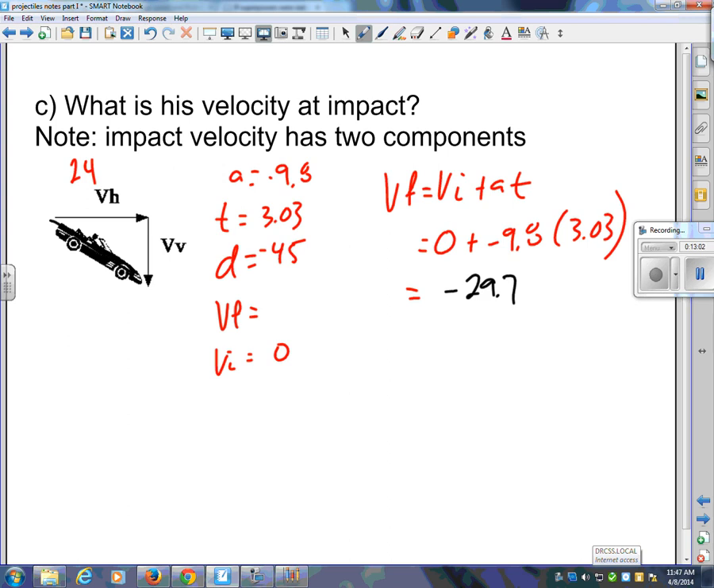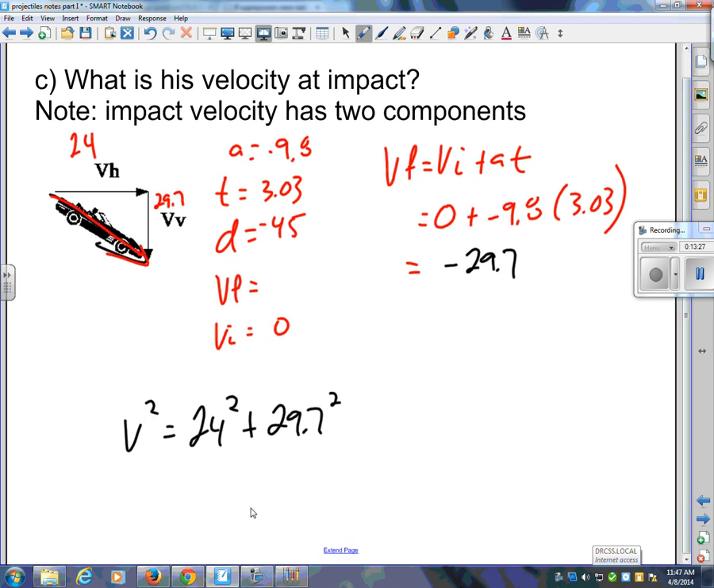So how am I going to find this velocity here? Just Pythagoras, right? Just the right triangle? So I would say V squared is going to be 24 squared plus 29.7 squared. Does it matter that I don't put a negative in there? No, because I'm going to square it anyways, and it's just a triangle now. It doesn't really matter what direction it is. So V is 29.7 squared plus 24 squared, and take the square root of that, and I get some weird number.